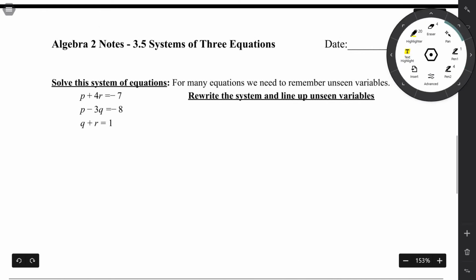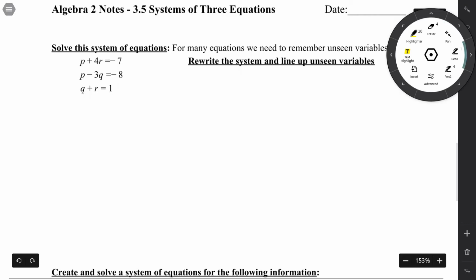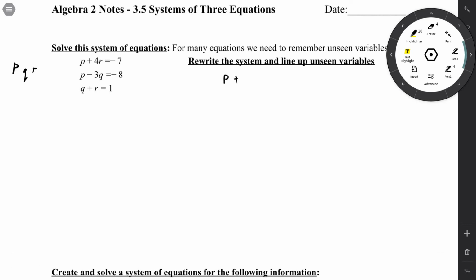This first one here looks a little bit different. It's set up in a way that's not quite clear. So I'm going to write this over here. P, Q, R is the alphabetical order that we want these in. I'm going to rewrite these equations and line up the unseen variables. That's what I'm talking about right here. So let me take a stab at that. I'm going to say this is P plus a 0Q. There's no Q's there, so I'm just going to skip that and kind of leave a space for R. And I'm actually going to put the plus over here so we know that it's a positive for R.